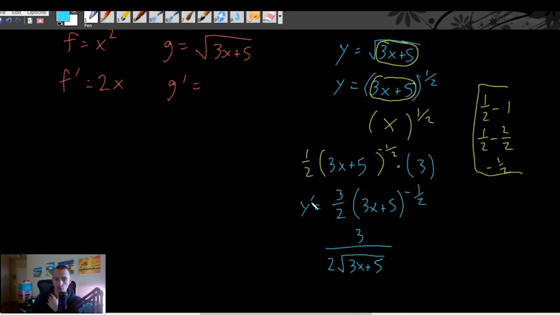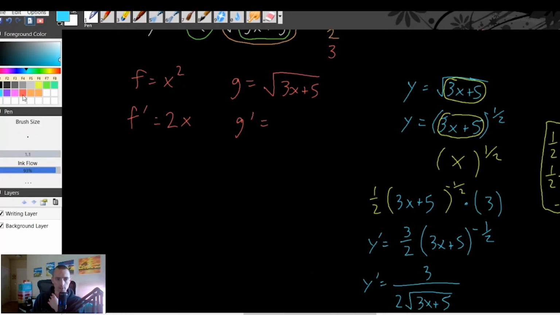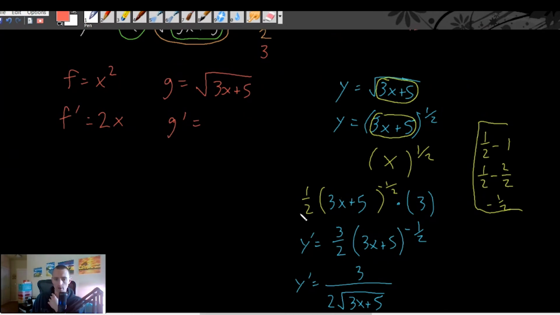But this is going to be the derivative of this function that we started with here, which is square root of 3x plus 5, which is exactly what this g is here. So what that tells us is g prime here is going to be this.